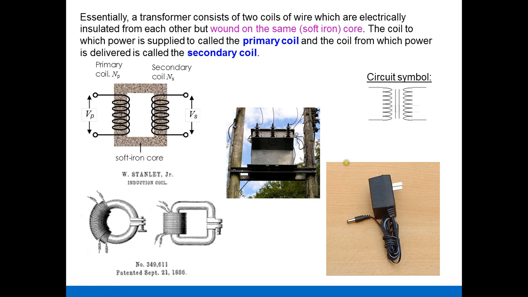A transformer consists of two coils, schematically. This is how you draw it. Right? This is what it looks like. This is what it will be drawn as in a circuit symbol. But in reality, the two coils are actually not apart from each other. There's a reason why we draw one above the other, which I'll explain later.